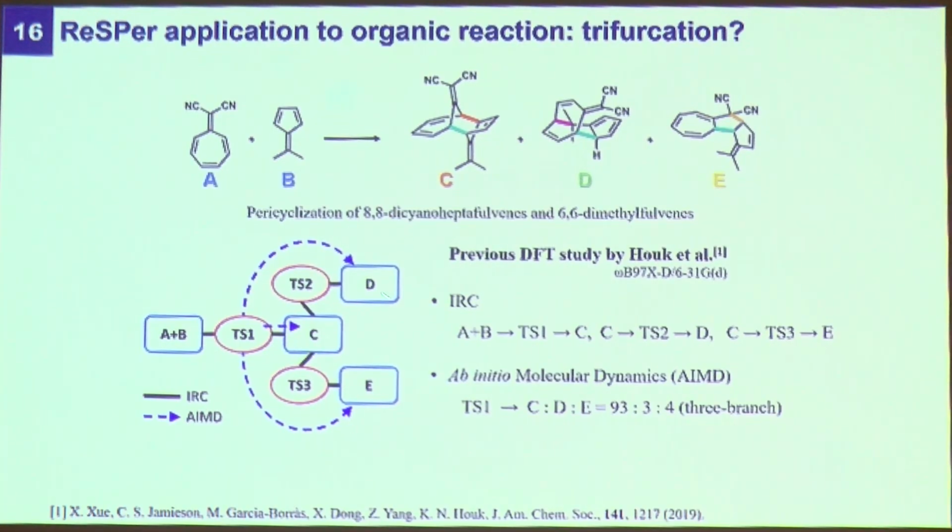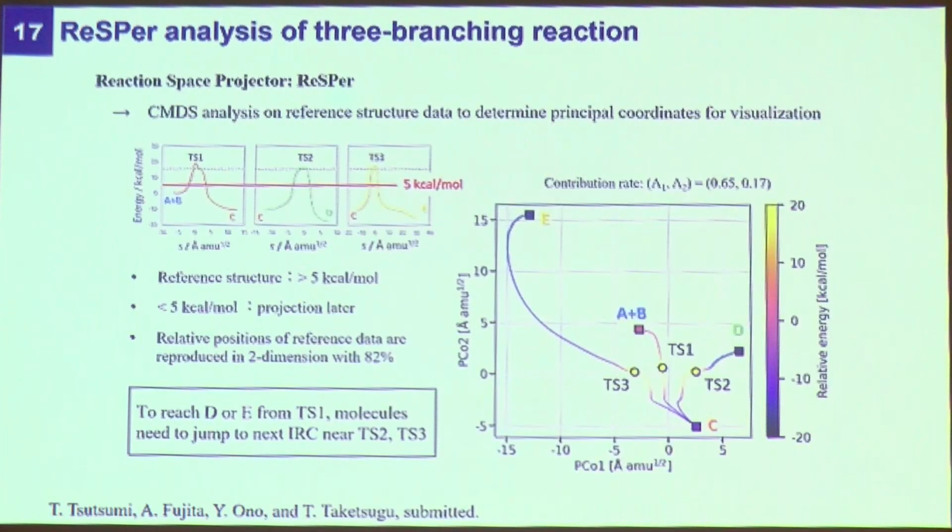But between C and D and between C and E, we can locate the transition state. So we have 3 transition states. And Hawk also located 3 IRC pathways, and they did an ab initio MD simulation and got this result. 93% of trajectories lead to C, and very minor trajectories go to D and E directly. Actually, IRC is connected to C, so this is a reasonable result. And we apply our RESPER method to this reaction.